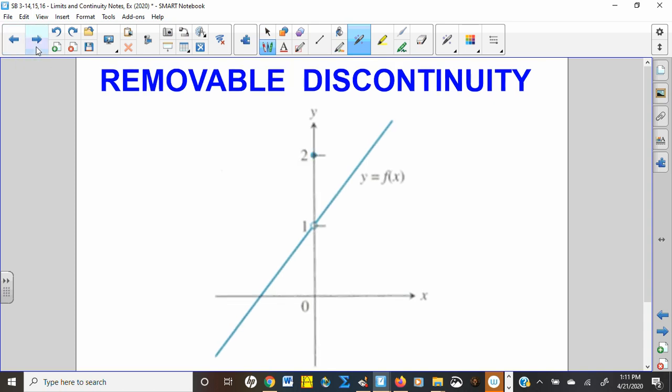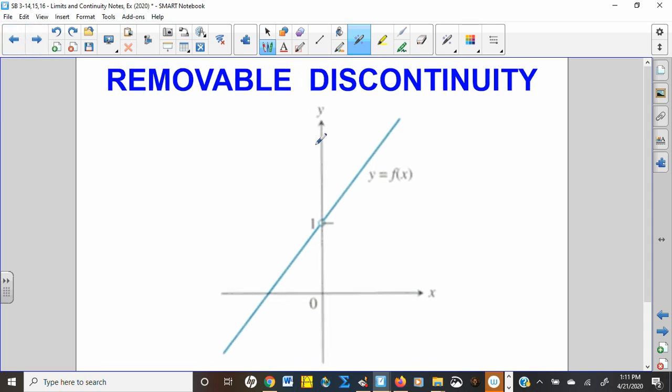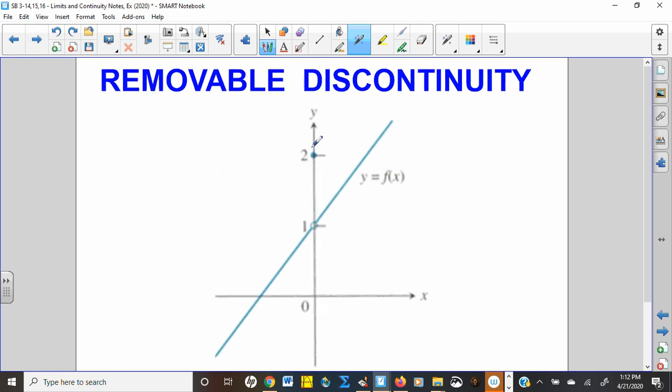Now, here is another removable discontinuity. The only difference is in this one, the function is undefined at x equals 0. At x equals 0, look, not only is there a hole at 1 where there's supposed to be a point, but there are no points anywhere else. On the next picture, they actually have it defined.